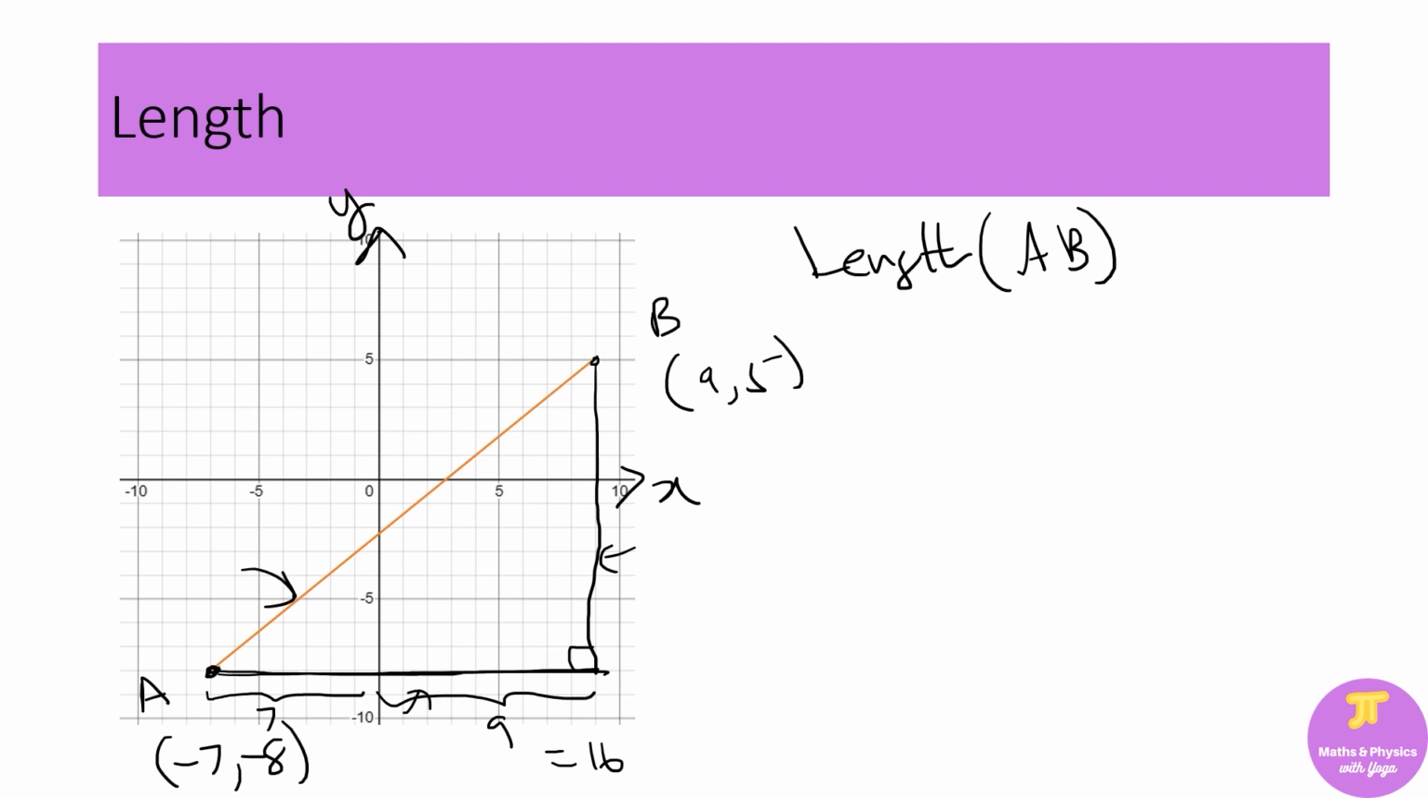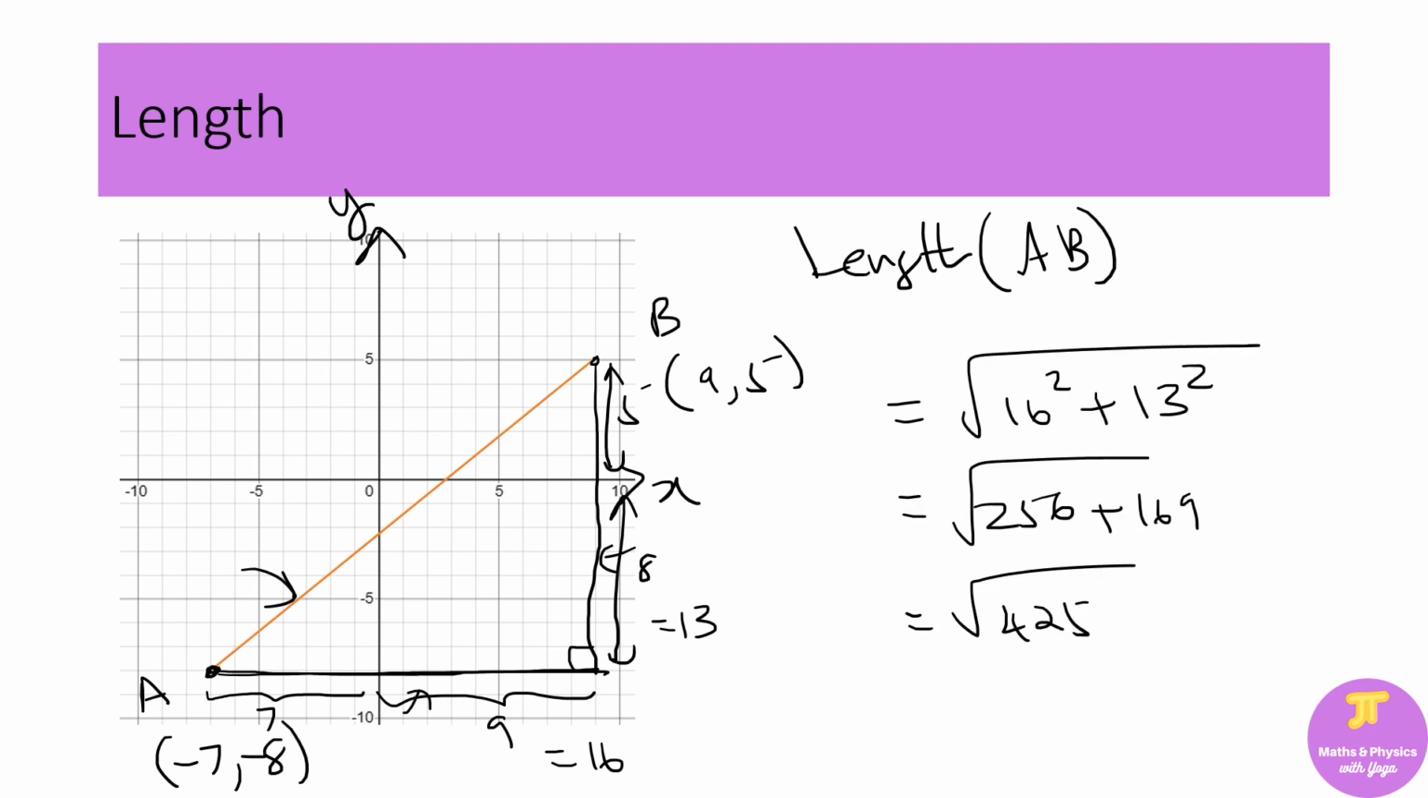And what about the height of this triangle? From here to here is 5, and from here to here is 8, so it's 13. So the length of AB is the square root of 16 squared plus 13 squared. This is 20.61.